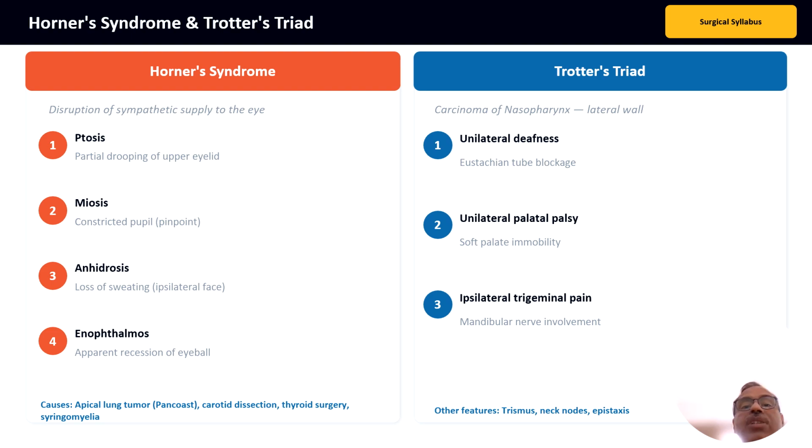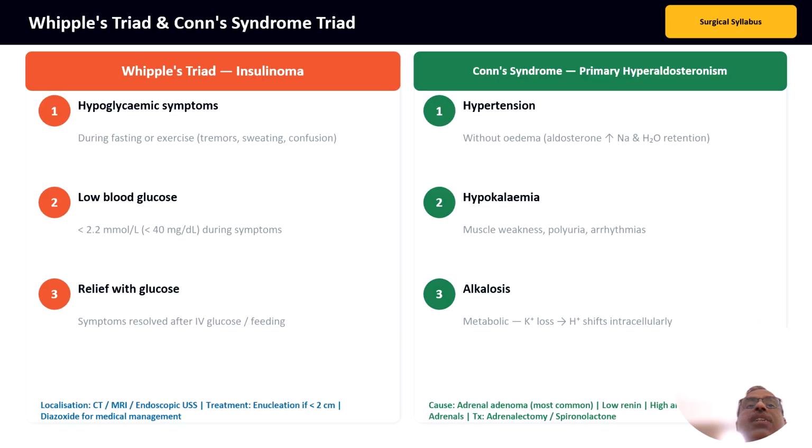Other features of nasopharyngeal carcinoma are trismus, neck nodes, and sometimes epistaxis can also be seen. So we have epistaxis, positive neck lymph nodes, trismus, unilateral deafness, very important, unilateral palatal palsy, and ipsilateral trigeminal pain due to involvement of the mandibular nerve. These are the classical triad seen in nasopharyngeal carcinoma, and this is known as Trotter's triad.